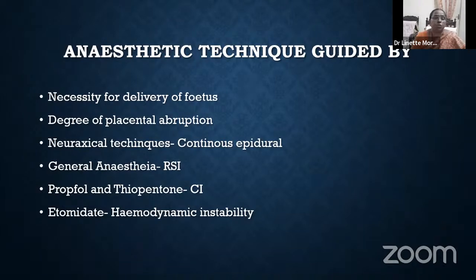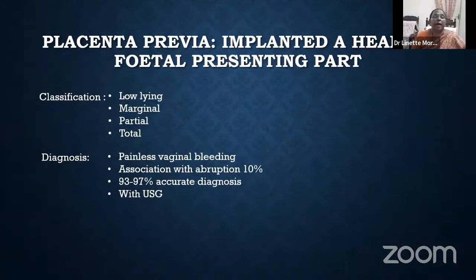Induction in these patients with propofol and thiopentone may be contraindicated due to the hemodynamic instability. However, etomidate and ketamine are good choices, but ketamine in a dose of more than 1 milligram may again produce a hypertonic uterus. So etomidate may be the choice for induction in these patients. And once the baby is delivered, then the bleeding can be controlled with your pharmacological methods.